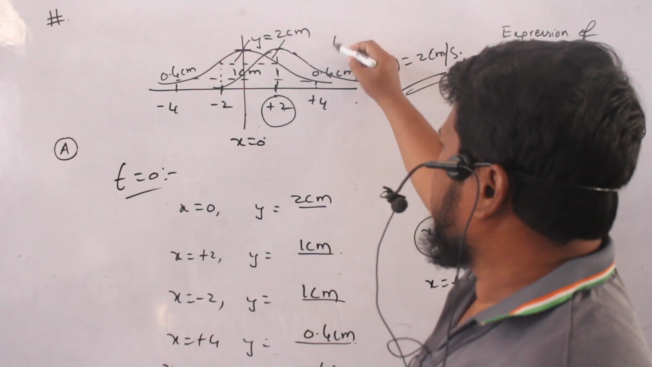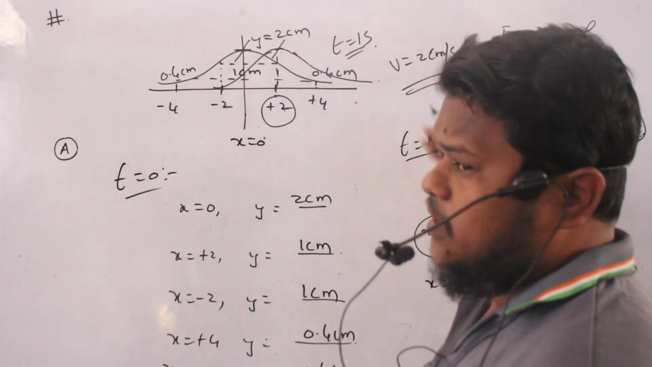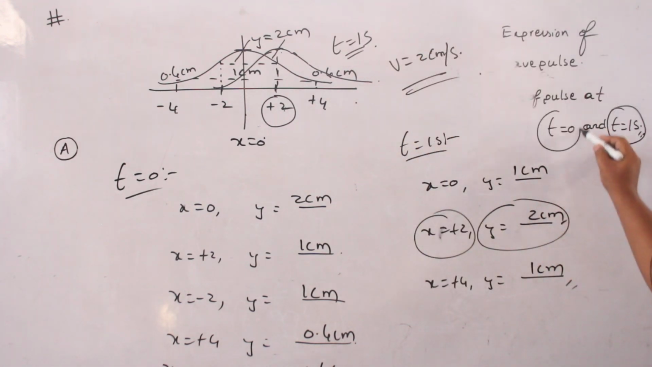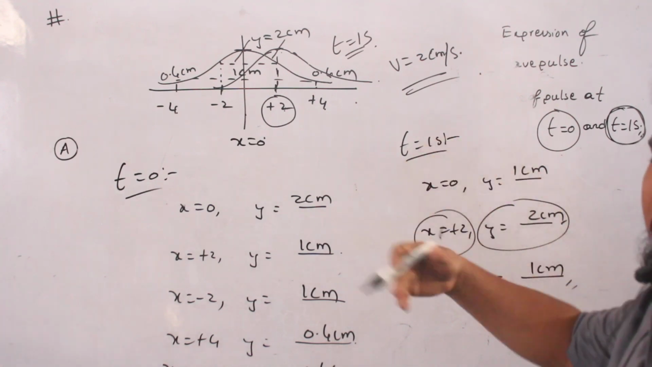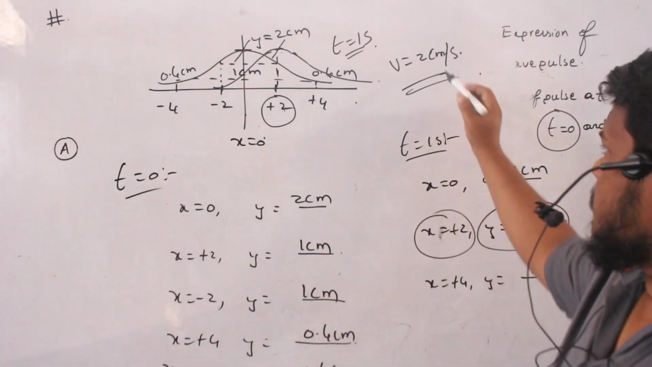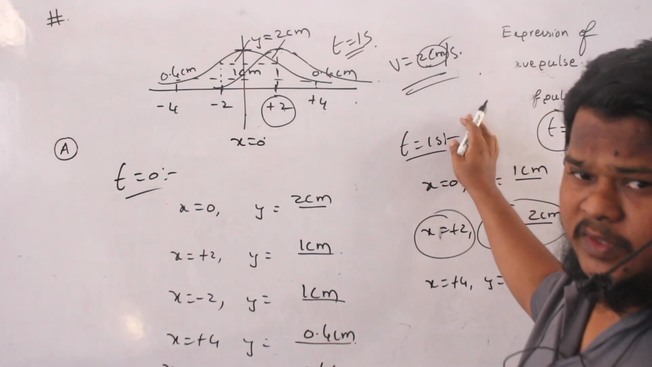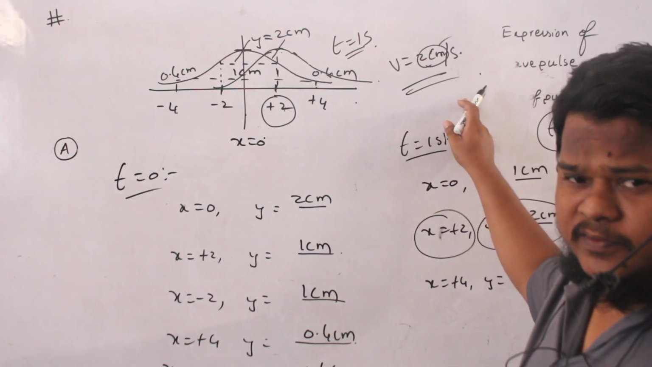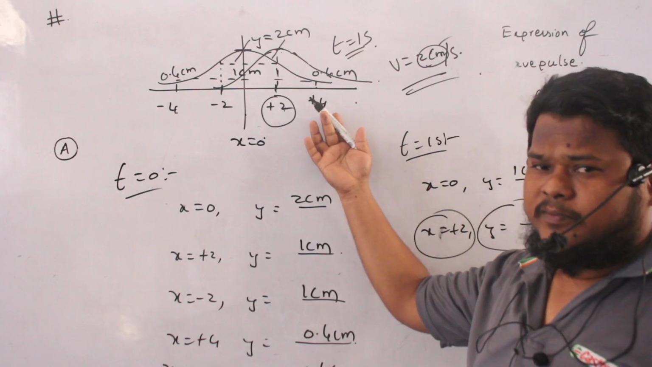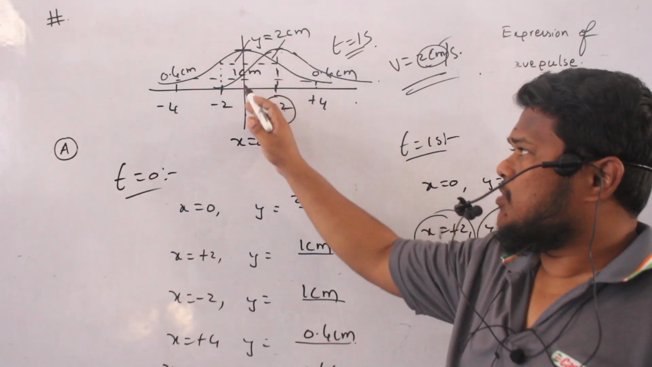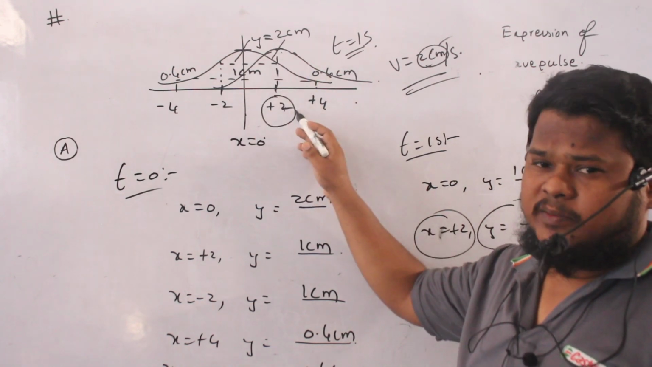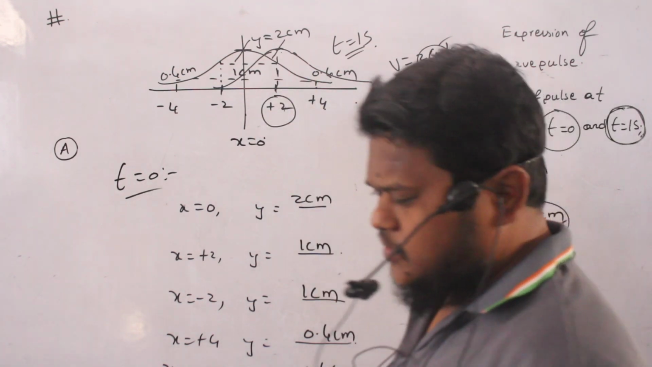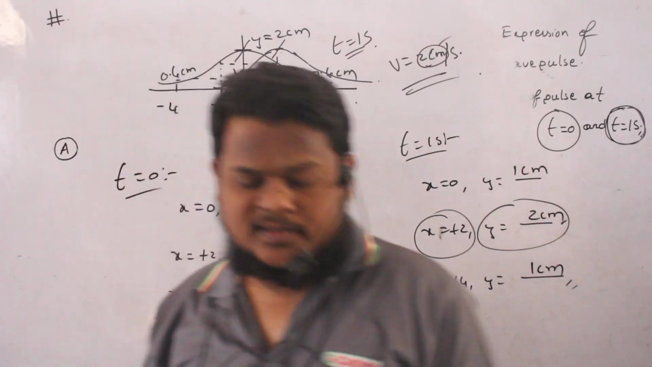Now if I see here in a time of 1 second, that is from time is equal to 0 to time is equal to 1 second, can you see how much the waveform has displaced? Because velocity is 2 centimeter per second, it means in a time of 1 second graph has displaced by 2 centimeters. Clear? So that's it. Here I can see graph has displaced from 0 to plus 2 centimeters.